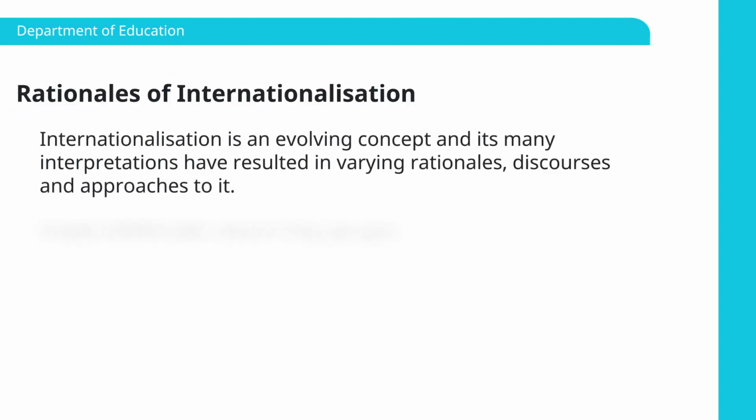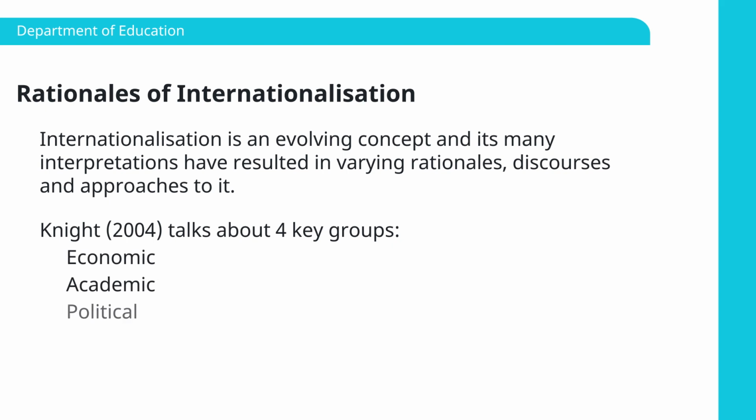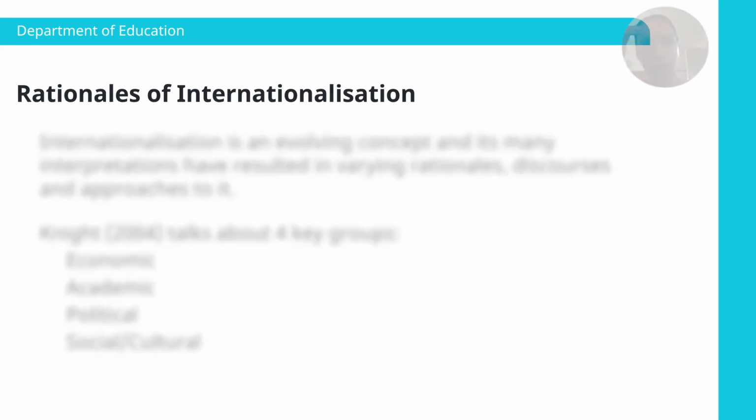Knight also talks about four key rationales behind internationalisation, and she groups them as economic, academic, political, and social-cultural. Of course, like any concept, it's an evolving concept, and there are many interpretations and many rationales. So it's always important to know what context you're talking about. And I just want to take really the first two rationales, the economic and academic. These are the aspects that have interested me in particular.